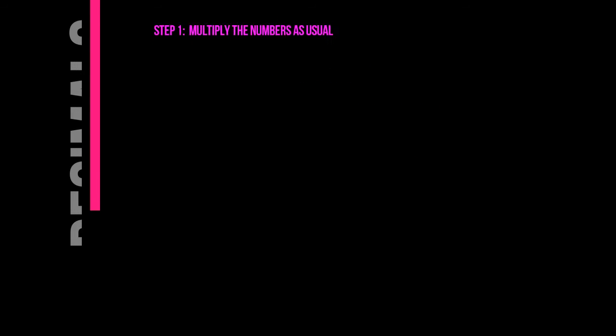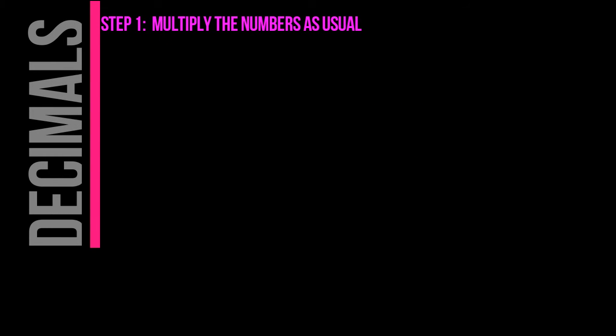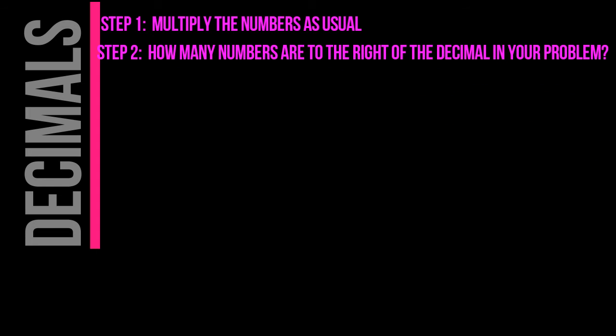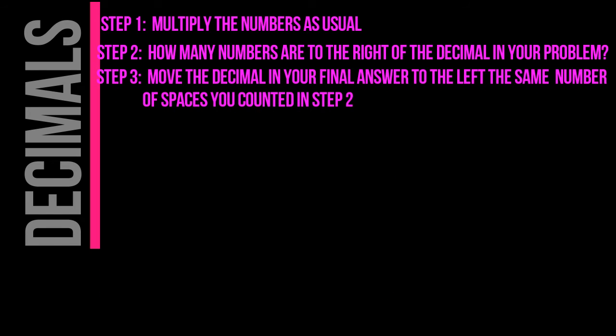I'm going to teach you how to multiply decimals, and there are 3 steps to multiplying decimals. The first step is to just multiply the numbers. When you multiply the numbers, just forget about the decimals. Just pretend that they're not on the page. The second step is to count how many numbers are to the right of the decimal in your problem. The third and final step is to move the decimal in your final answer to the left the same number of spaces you counted in step 2.